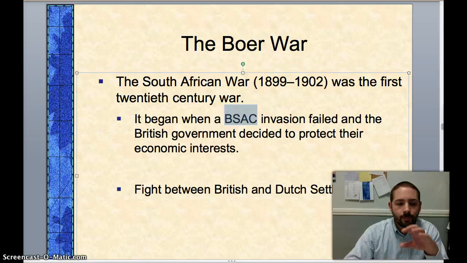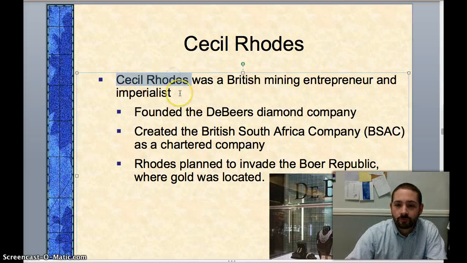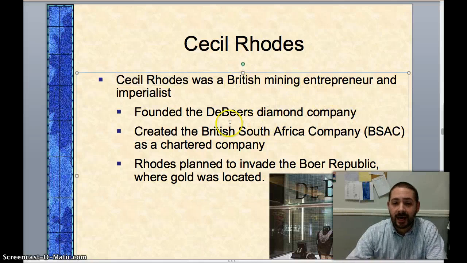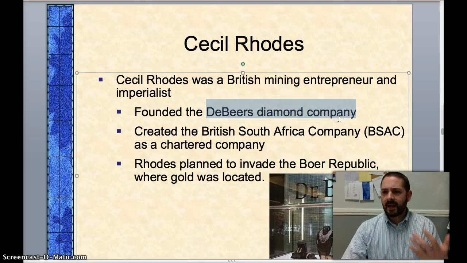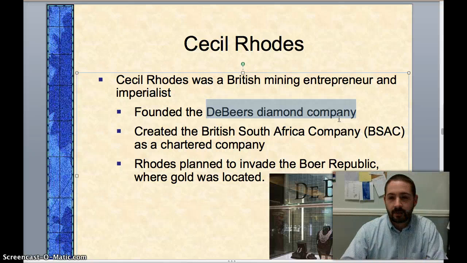Now, why are they fighting? They're fighting because of this guy named Cecil Rhodes. Cecil Rhodes is a very rich British entrepreneur, particularly in the diamond business. He founds the De Beers Diamond Company, which today I think their slogan is "A diamond lasts forever," right? So this company is still around today.